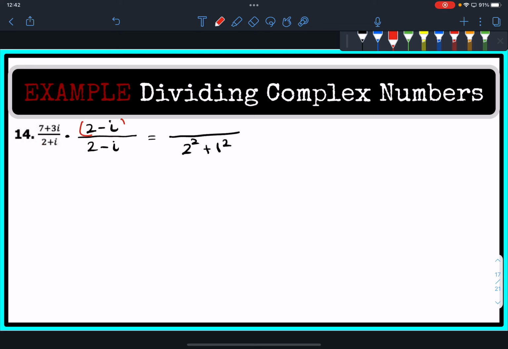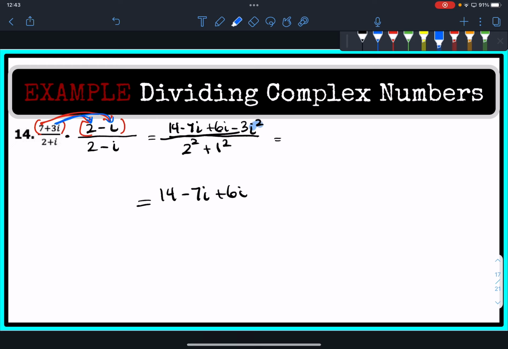However, for the top, we're going to have to use double distribution. So I'm going to first distribute the 7 and multiply 2 and -i by 7. So that's going to be 14 minus 7i. And then I'm going to multiply by 3i. So positive 6i and -3i to the second power. So let me write it over here. So we have 14 minus 7i plus 6i. And again, because of the i to the second power, this is going to become positive 3.